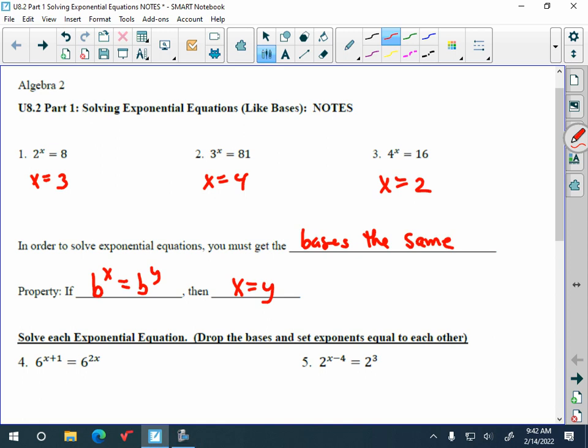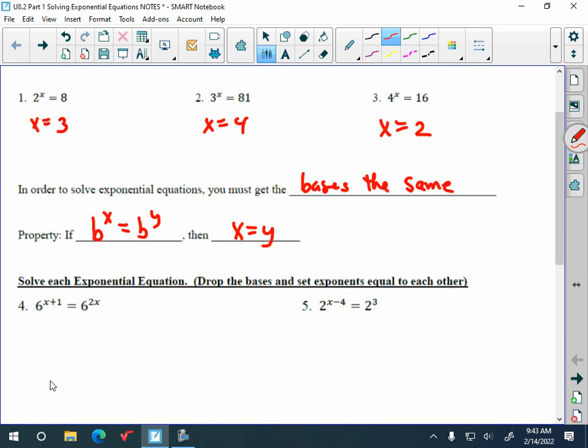So you can see, like on number 1, we have base 2 and base 8. And we could change 8 to base 2 using exponents. We could change it to 2 to the third power. Number 2, you have base 3 and base 81. We could change 81 to base 3, 3 to the fourth power. Same with number 3. We could change 16 to 4 to the second power. All right. So we're trying to get the bases the same if we can.